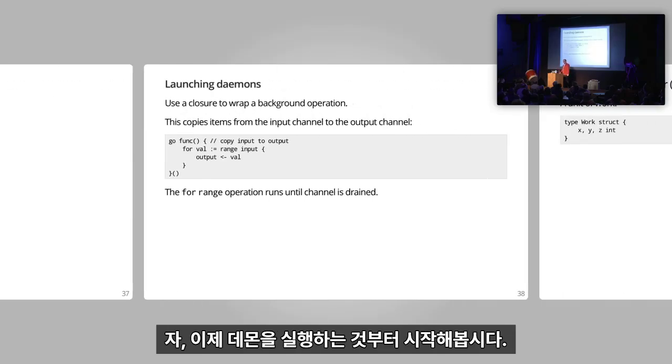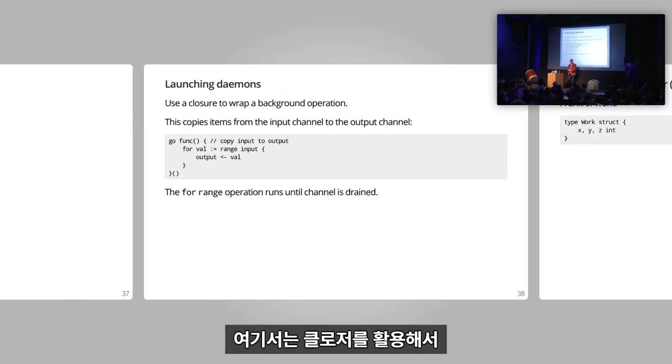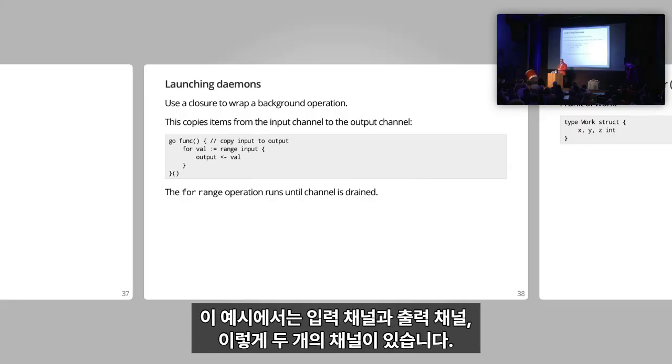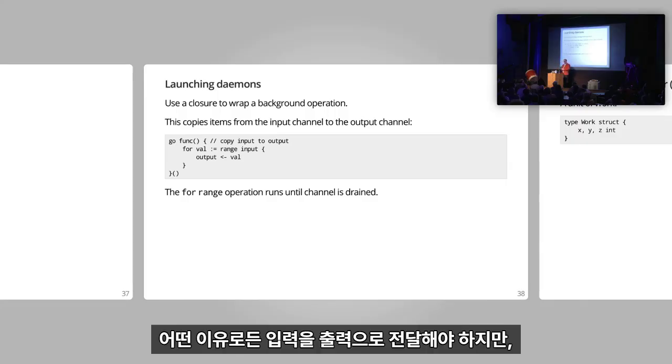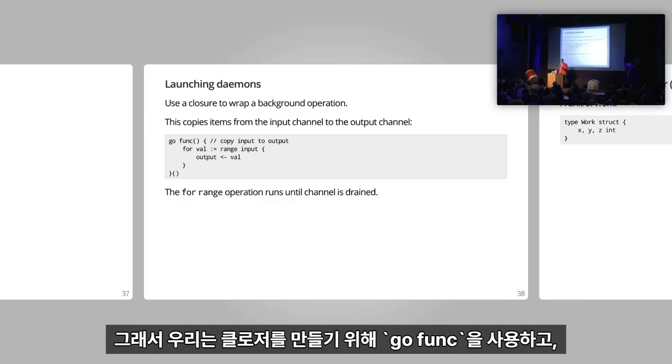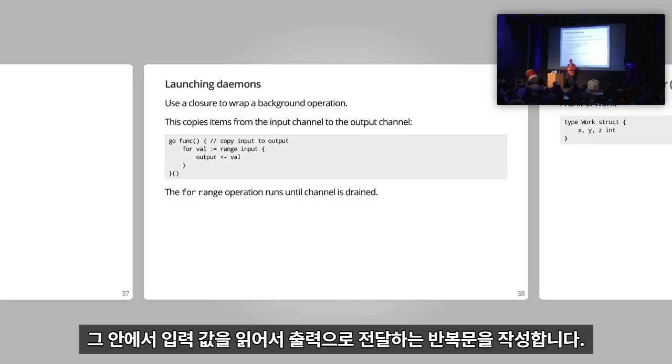So let's start by launching a daemon. You can use a closure here to wrap some background operation you want done, but not wait for it. So in this case, we have two channels, input and output. And for whatever reason, we have to deliver input to output, but we don't want to wait until the copying is done. So we say go func for a closure, and then have a for loop that just reads the input values and writes them to the output.